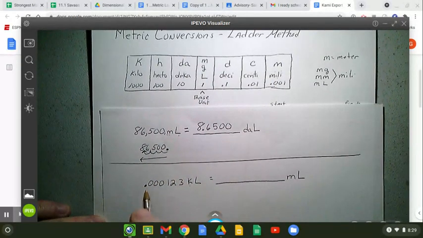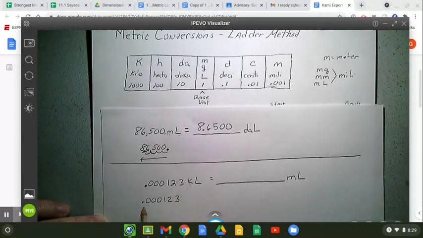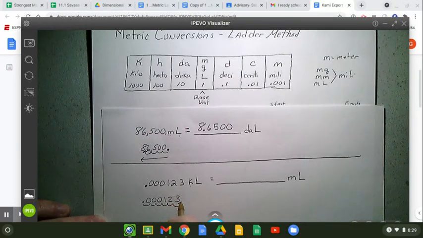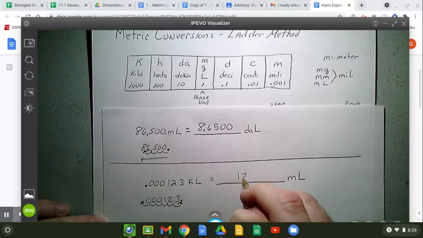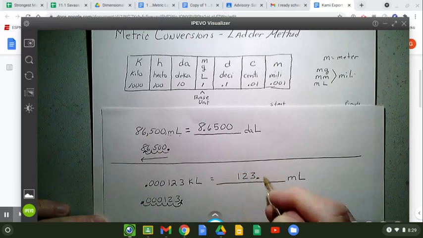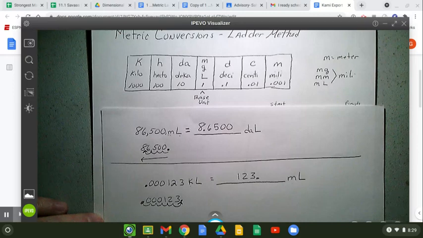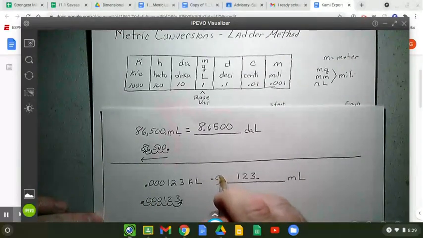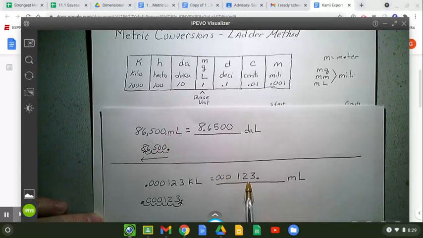So I'm going to move this decimal point 6 times: 1, 2, 3, 4, 5, 6. I'm going to put the decimal point after the 3, which makes my number 123. Now, if it makes you feel comfortable, if you want to keep these zeros in, by all means do so. But you don't have to. I'm more concerned with you putting the decimal point in its right location.